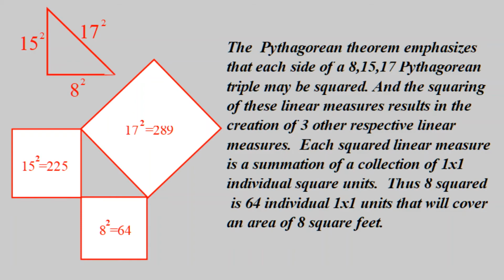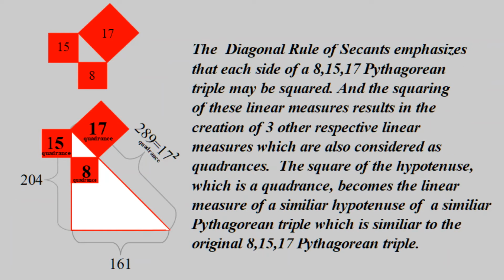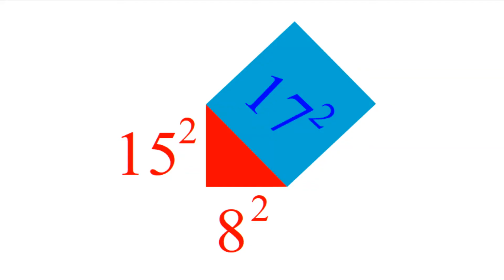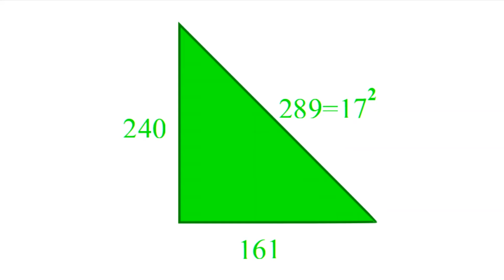The diagonal rule of secants emphasizes that each side of an 8, 15, 17 Pythagorean triple may be squared, producing 3 squared linear measures. The square of the base and height as linear measures sum to produce the linear measure of a hypotenuse of a similar Pythagorean triple. Thus, 8 squared plus 15 squared equals 64 plus 225, which equals 289, which equals 17 squared linear feet.